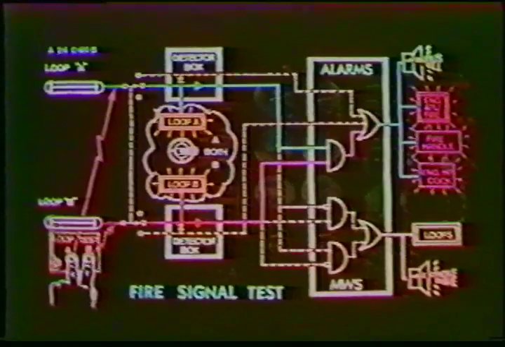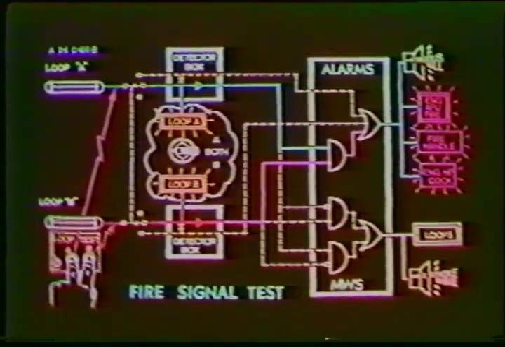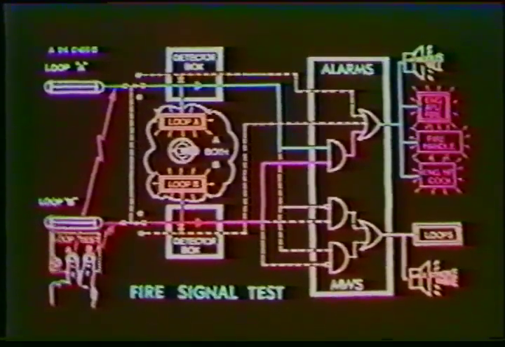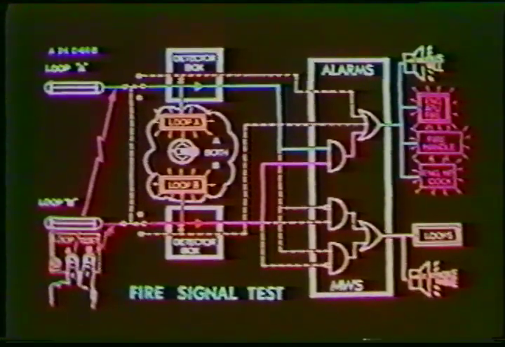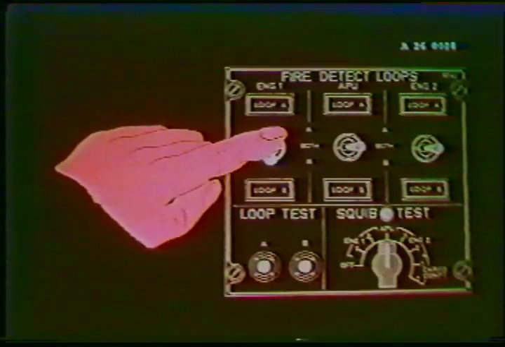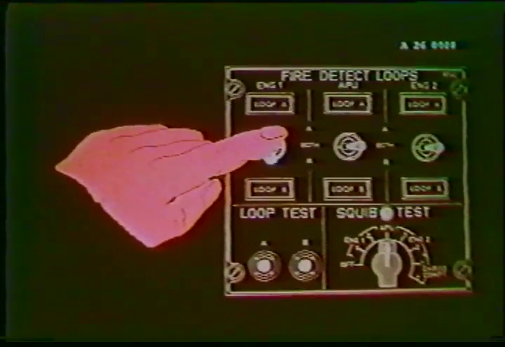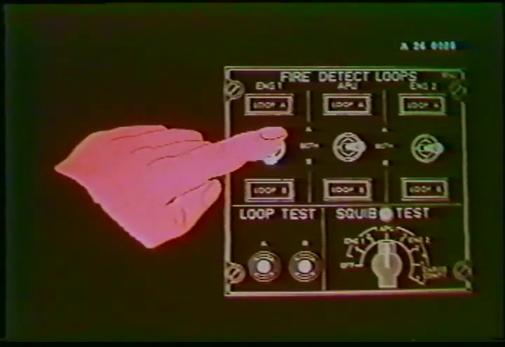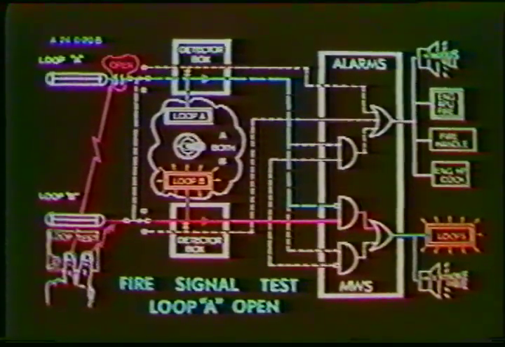All 6 loops can be tested simultaneously by depressing both loop test push buttons. If both loops are operative, the normal fire warnings will occur. If one loop has failed, its loop light will not illuminate, and only the amber loop's light on the master warning panel illuminates, accompanied by the single-stroke chime. By selecting the operative loop, fire detection is still possible on the single loop.